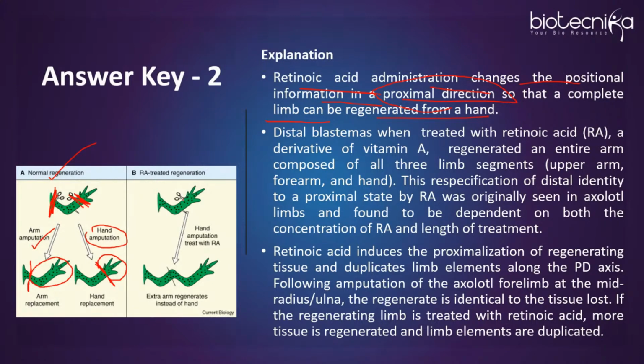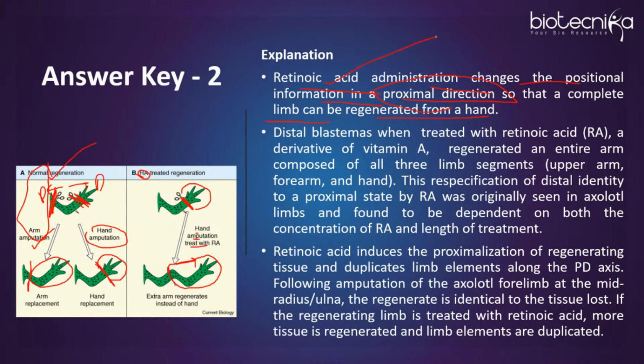But see what happens if you cut it over here. You're expecting only this much part to regenerate, but you have treated with retinoic acid. When you treat with retinoic acid, you see the entire limb starting from the proximal part is generated. Proximal means closer to the body. This is the rest of the body, so these parts will be proximal, and these parts will be distal.